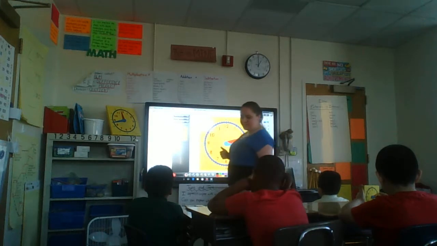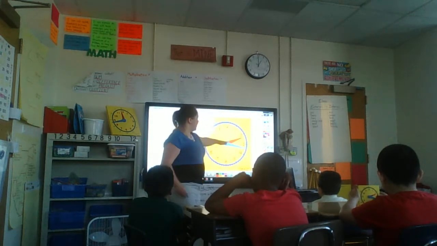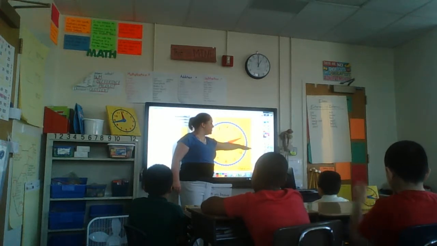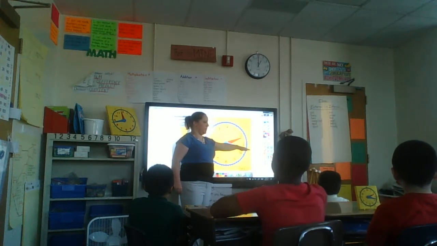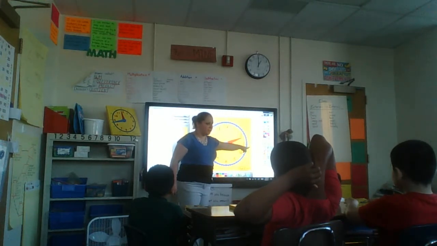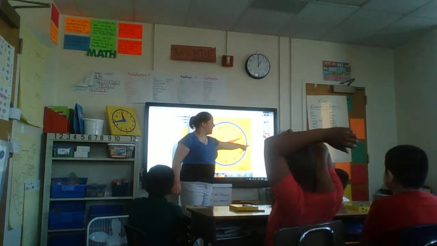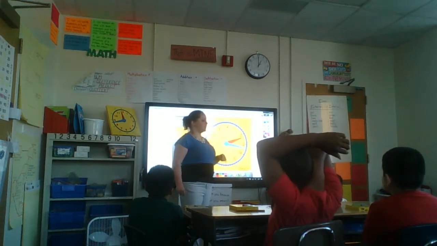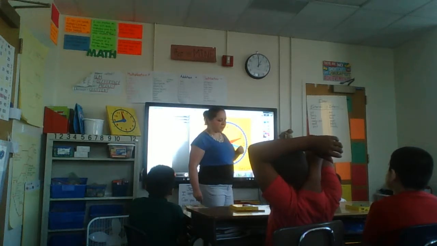Our minute hand made it to the 3, and then went 2 more minutes. Because when we're at the 3, we're showing 15 minutes. And then we had to count forward by ones, 2 more. So your clocks are showing 2:17.